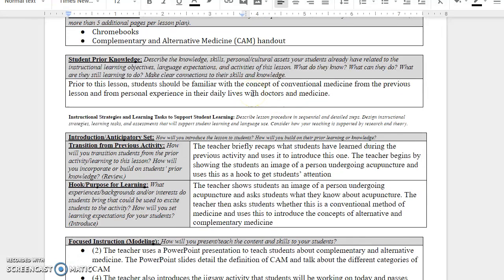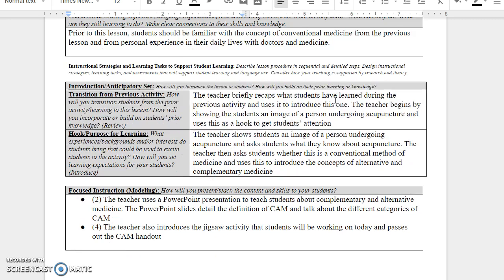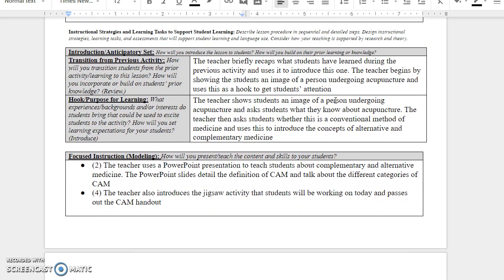And the student prior knowledge. Prior to this lesson, students should be familiar with the concept of conventional medicine, either from this class and previous lessons, since this is health science, or from personal experience in their daily lives with doctors and medicine. Most of us have had some experience with conventional medicine. So during the transition, the teacher briefly talks about what students have learned during the previous activity and uses it to introduce this one.